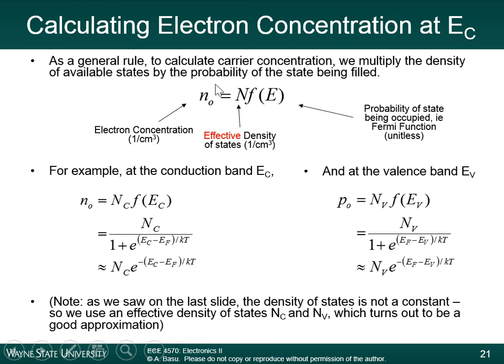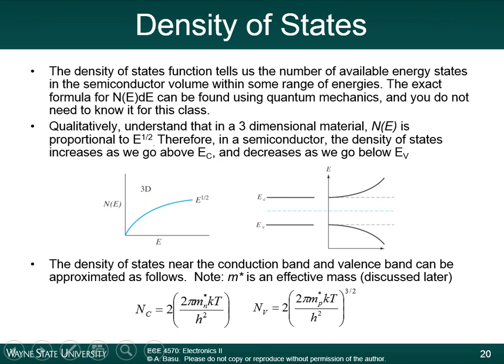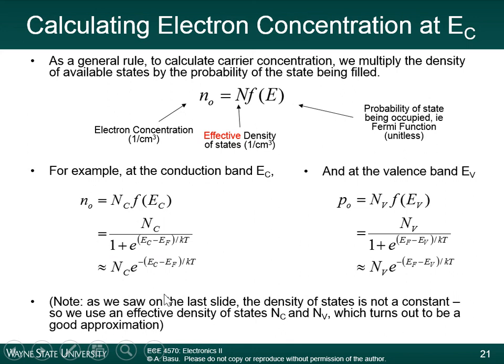So as a general rule to calculate carrier concentration, we multiply the density of available states by the probability that the state is filled. So N0 is equal to the effective density of states multiplied by the Fermi function. So for example, at the conduction band EC, N0 is equal to this effective density of states which we saw on the previous slide. This is the density of states near the conduction band, multiplied by the Fermi function at EC. And we come up with this formula here. This is a formula for the electron concentration.